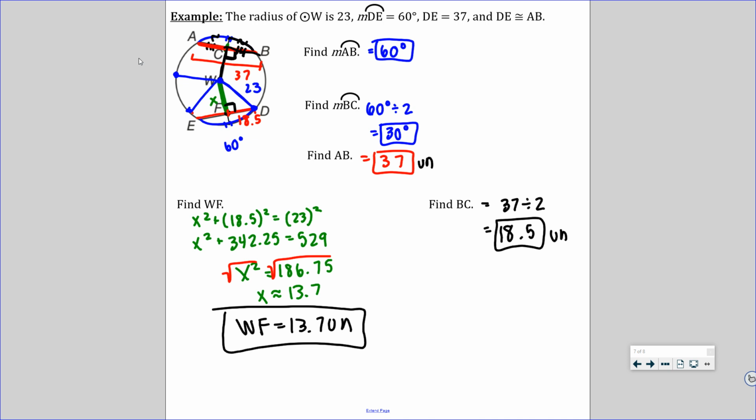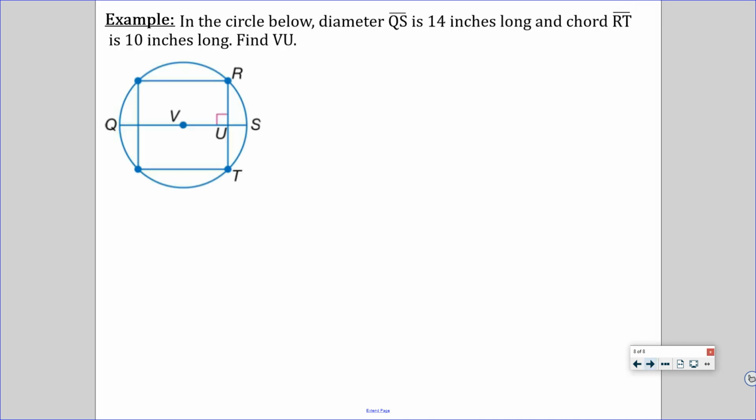Okay, only one more. In this circle below, diameter QS is 14 inches long and chord RT is 10 inches long. Find VU. Okay, tell me this. 10 inches. I need to find VU. Okay, it's going to be kind of similar to the one we just did.